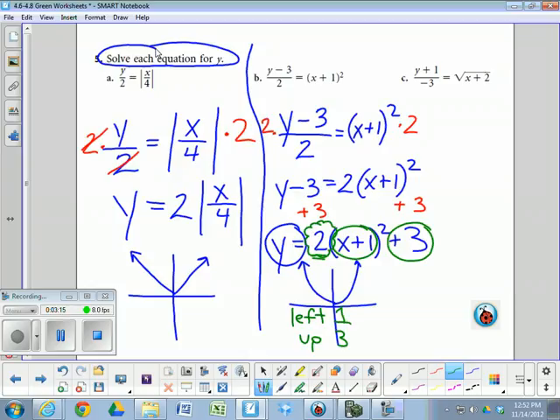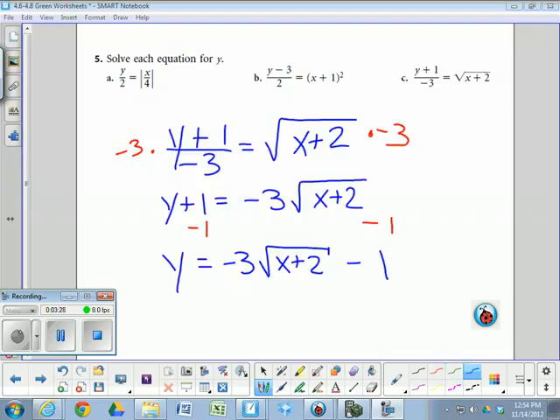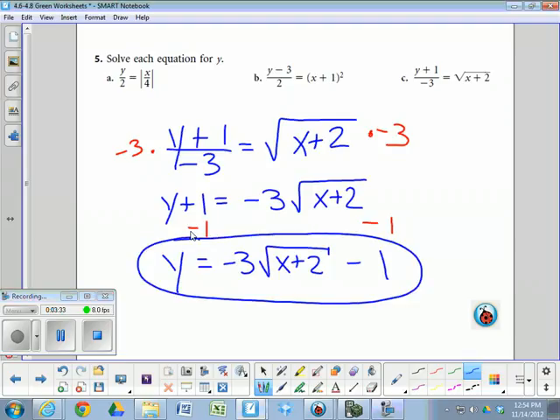Let's try part C on your own. Everybody do part C. I'm going to pause the video, and if you're working at home the video should be paused and then unpause it. Now that you've unpaused the video, you can see the solution here is negative 3 times the square root of x plus 2, take away 1.